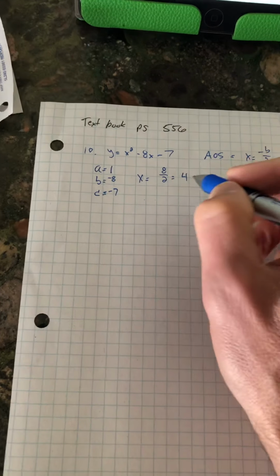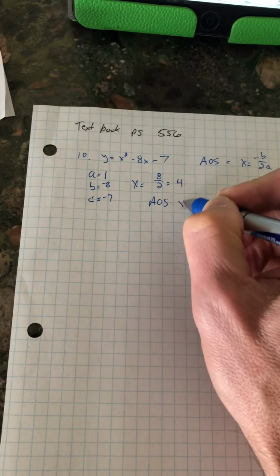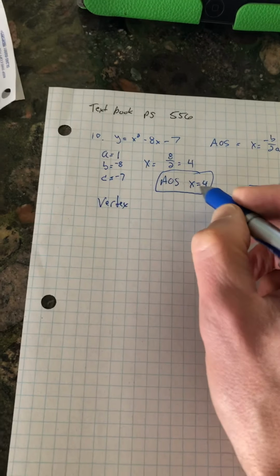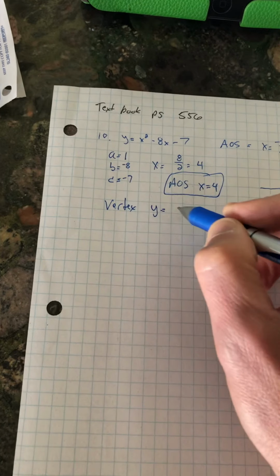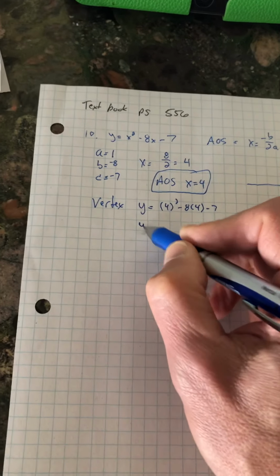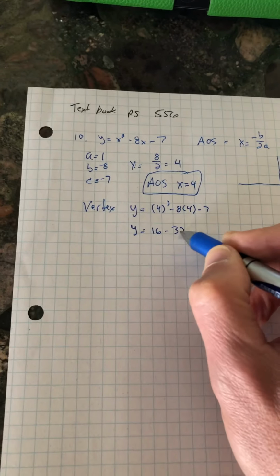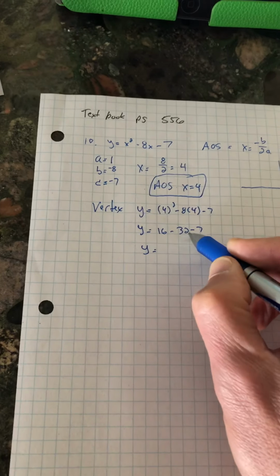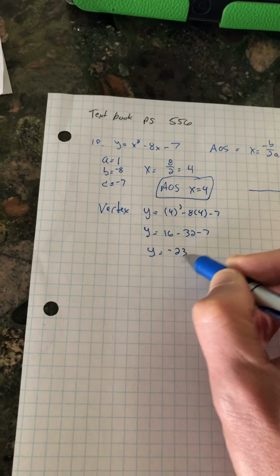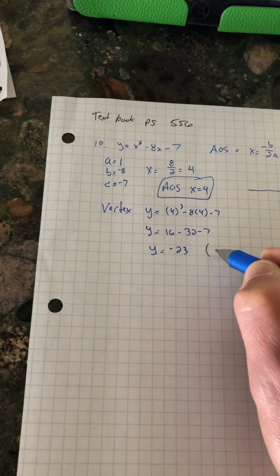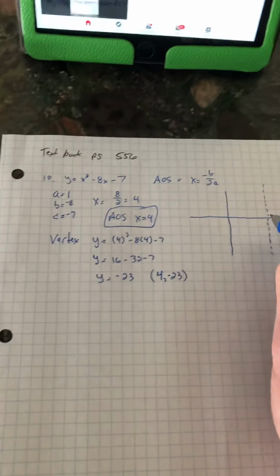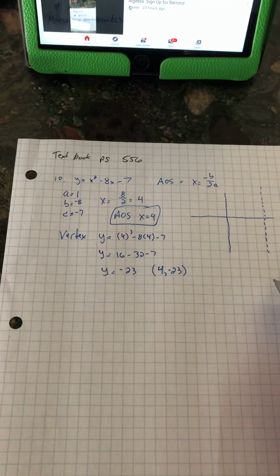So now part 2 of that. So axis of symmetry, x equals 4. Let's find the vertex. Just take 4, plug it into the quadratic. So y is going to equal 4 squared minus 8 times 4 minus 7. Y is going to equal 16 minus 32 minus 7. Y equals 16 minus 32 is -16, minus 7 is -23, I believe. So my vertex then would be 4, -23. Again, now I'm not going to sketch that on the graph, but 4, -23 would be way down here.